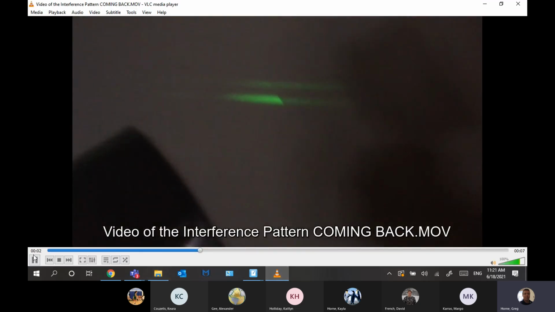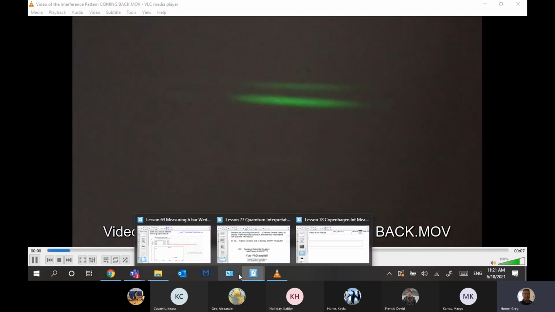So there's the no interference, and then see the subtle little interference patterns there. If I pause right there, you can see dark bands. That's the interference pattern coming back. That's the delayed choice. Weird, wild stuff.